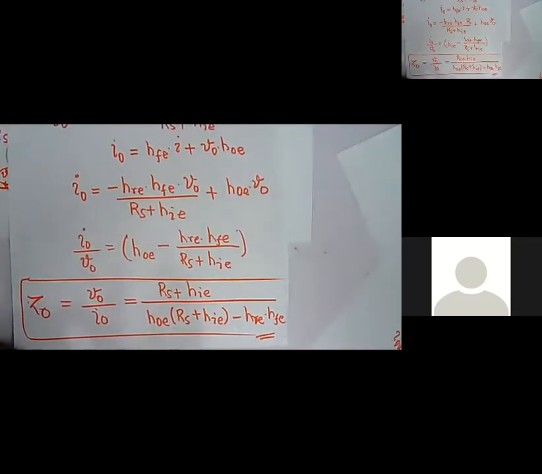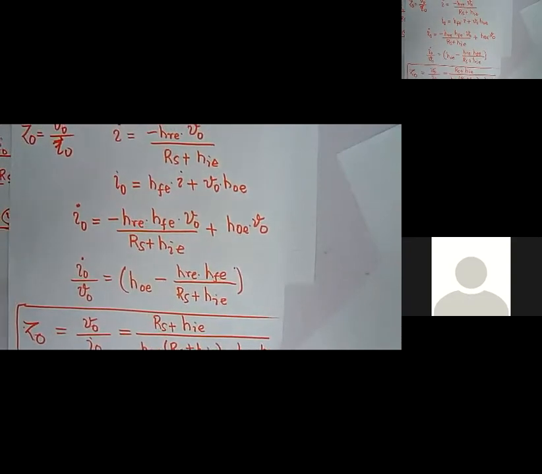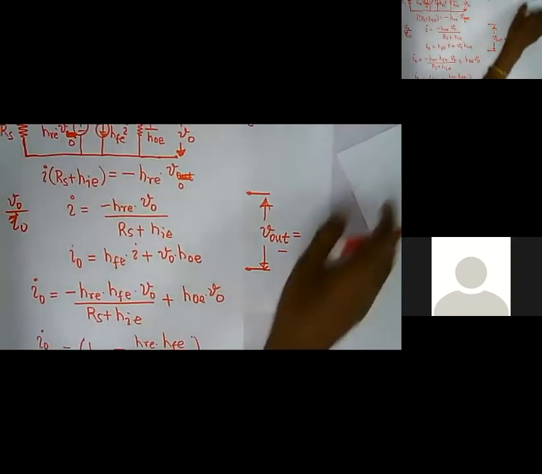So this is my output impedance. That's all about the derivation of all four parameters of a common emitter amplifier. Now look at your circuit. We consider this as V in. Why? That is the voltage applied across the transistor.